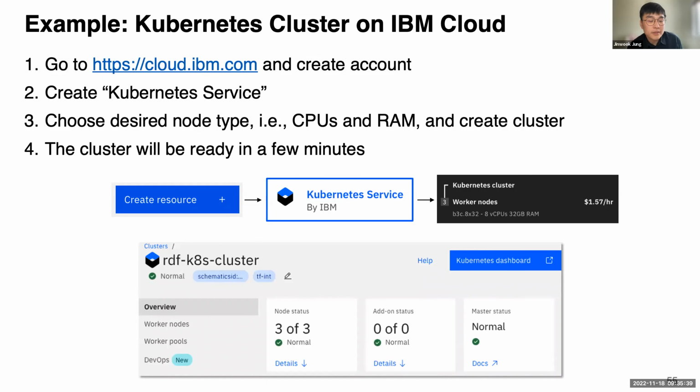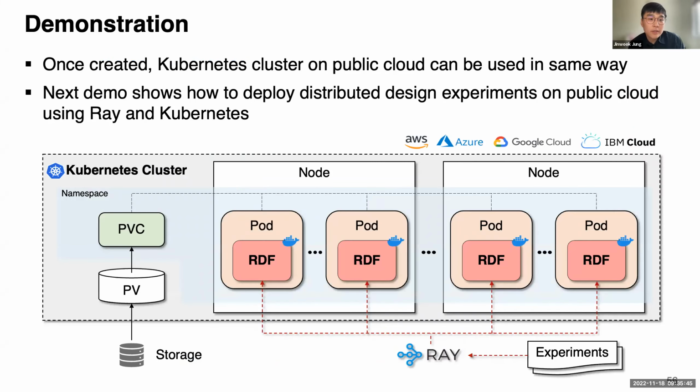And after a few minutes, the cluster will be ready for use. So once we create the Kubernetes cluster on public cloud, we can now utilize the multi-node cluster in the same way as we have seen in this part. Because our Kubernetes architecture is just a Kubernetes cluster, it can be deployed anywhere, so we don't really need to change anything.